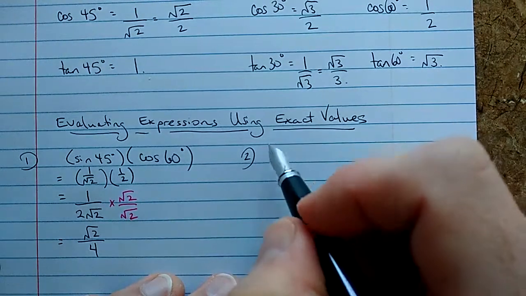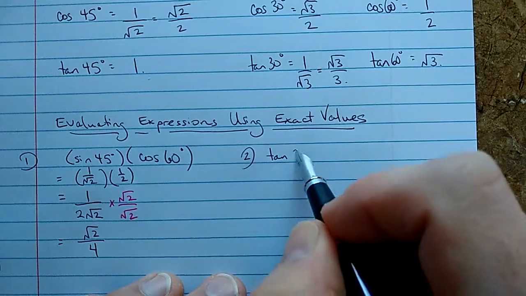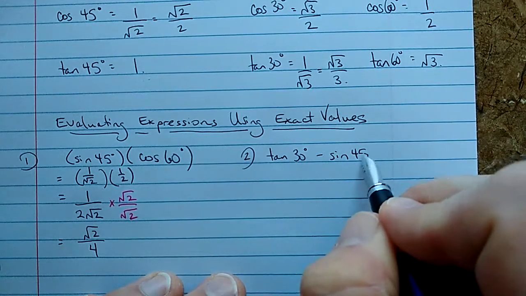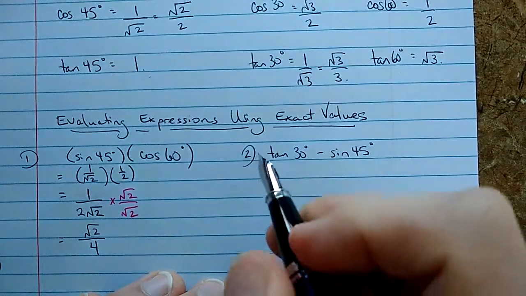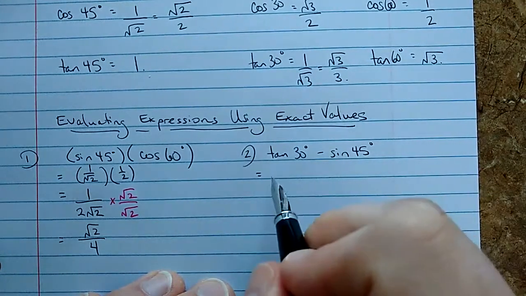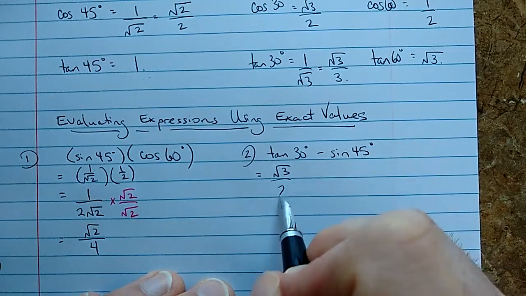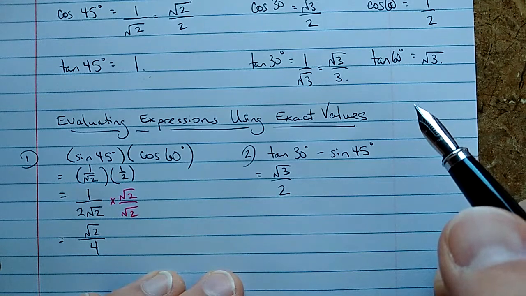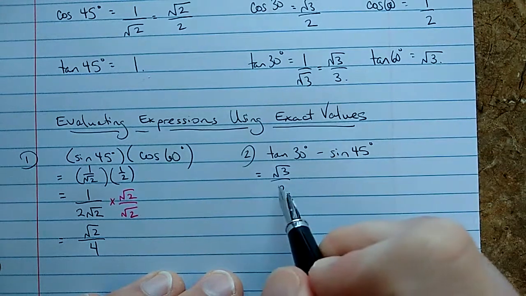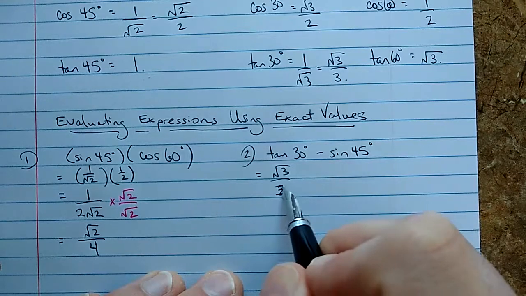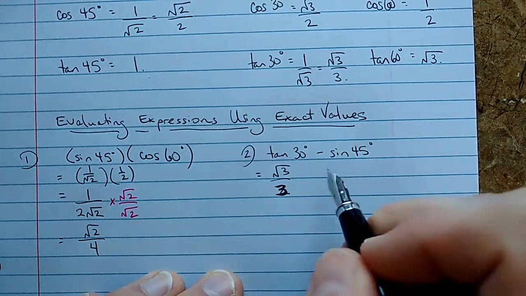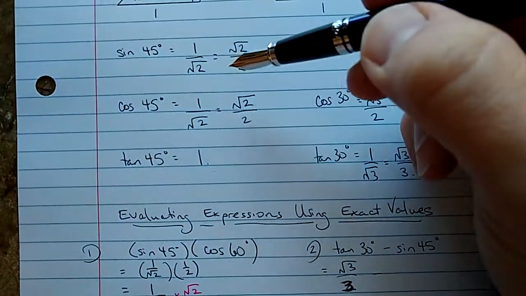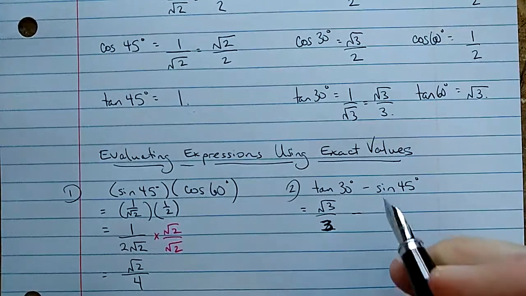How about the tangent of 30 degrees minus the sine of 45 degrees? So we're subtracting this time. We have root 3 over 3 for the tangent of 30. Sorry, I wrote that wrong at first. That's better. And then for the sine of 45, root 2 over 2.